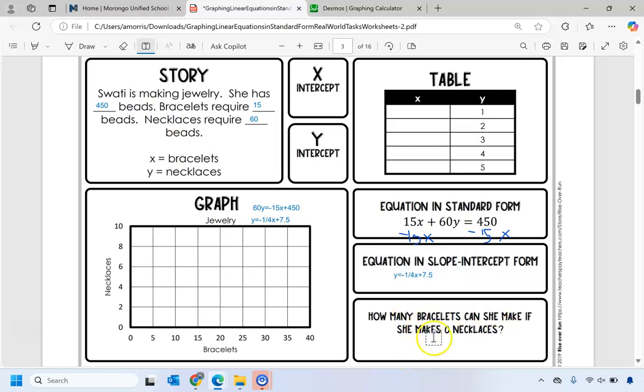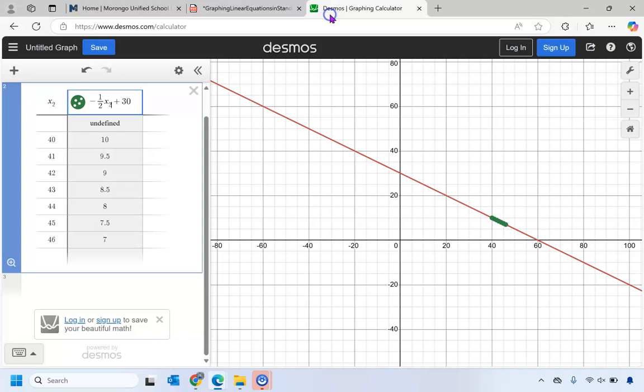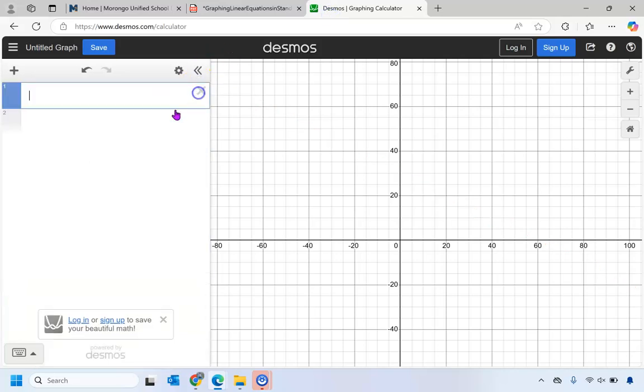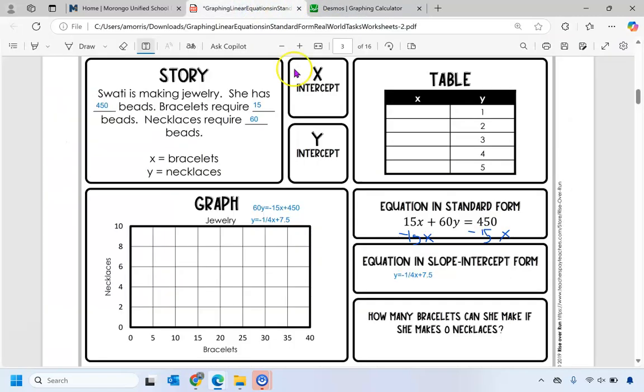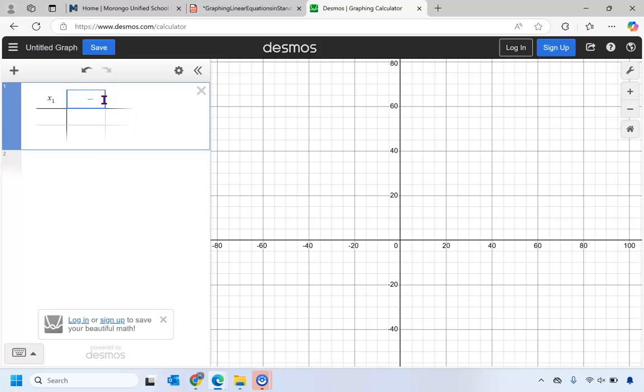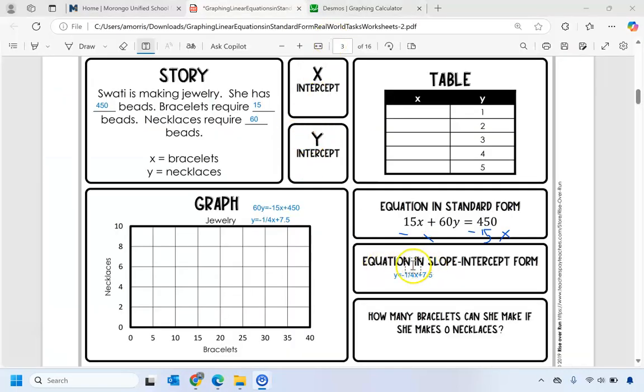Now, you should be able to fill out the rest using Desmos. So we already got our handy dandy equation. I'm going to erase this and get a table going. And here I'm going to type negative 1 over 4x, not just any x, this x, so x sub 1, plus 7.5. So this is in slope-intercept form. We know negative 1/4 is the slope and 7.5 is going to be the y-intercept, okay?